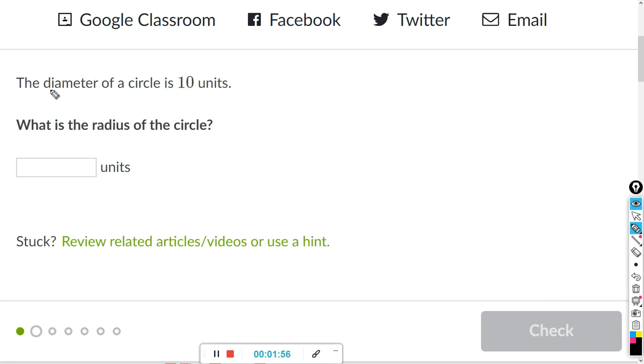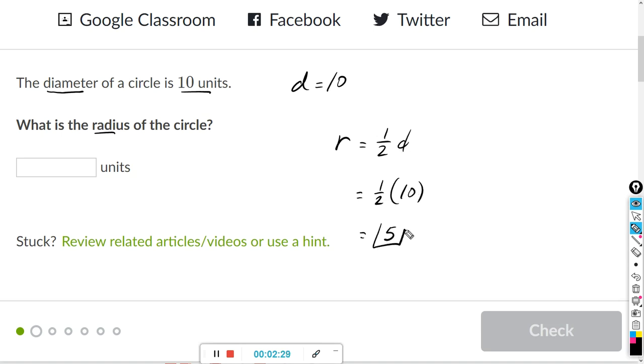Here it says the diameter of a circle is 10 units, and they want the radius. So we know that D equals 10. And we said before the radius is half the diameter. So we have 1/2, and in place of D for diameter, we plug in 10. 1/2 times 10 is the same as 10 divided by 2. That's just 5. So you enter that in the box.